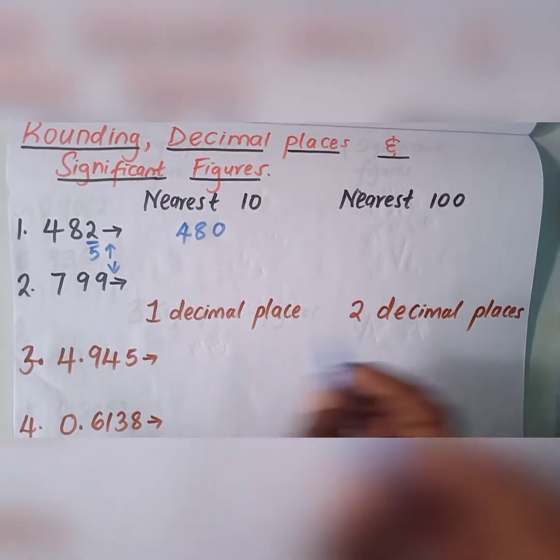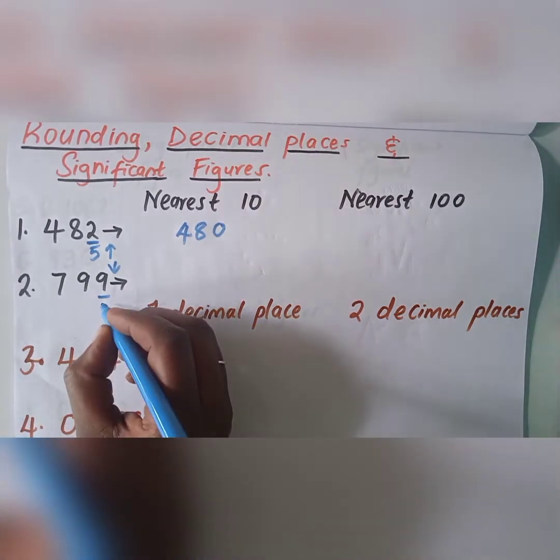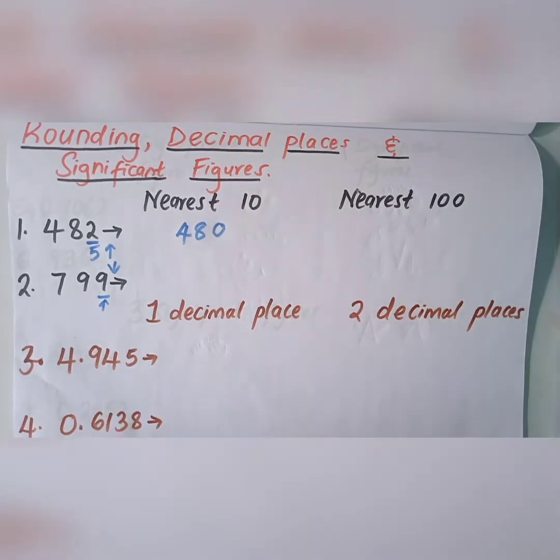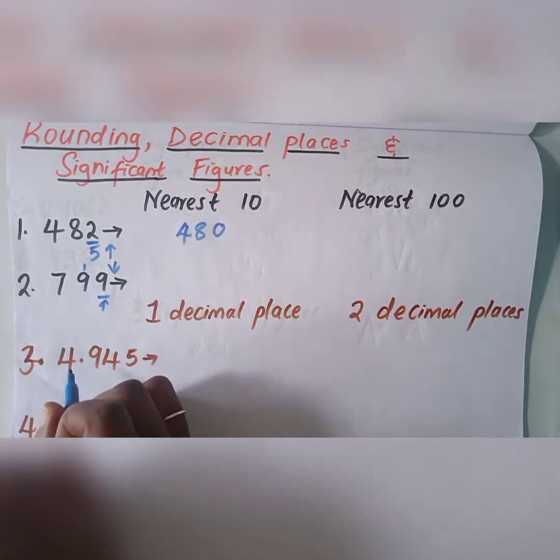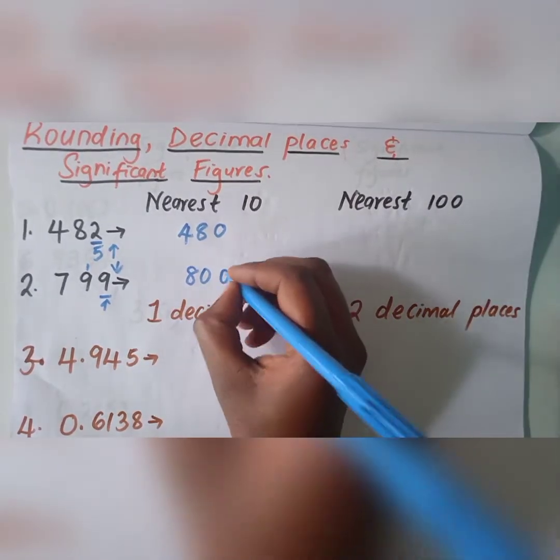Next, also rounding to the nearest 10, look at the unit column, and 9 is more than 5, so this one will round up. So it will be 79 plus 1, that is 80, and everything after that will become 0.